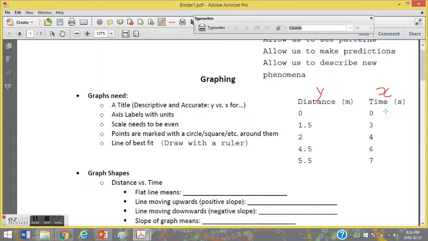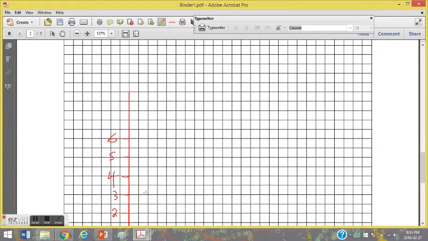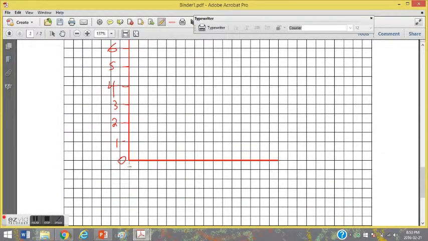And our time has to go at least up to 7 seconds. We can go a bit further if we need to. Again, 0 will be right here. Let's go 1. Notice I include 1 even though it's not up there. 2, 3, 4. It's an even space all the way along. 5.